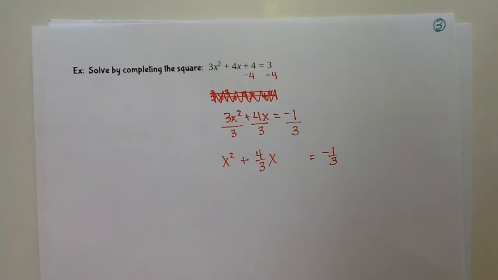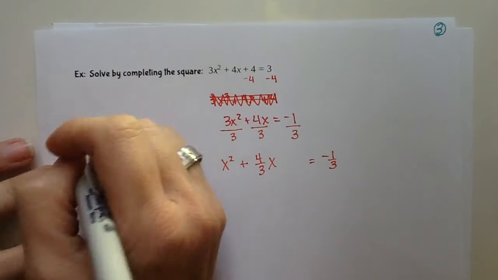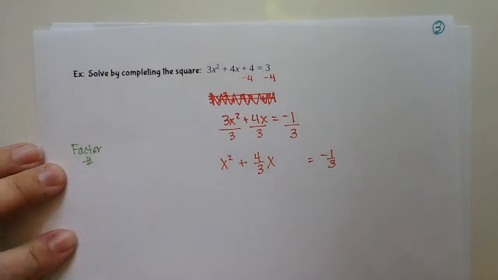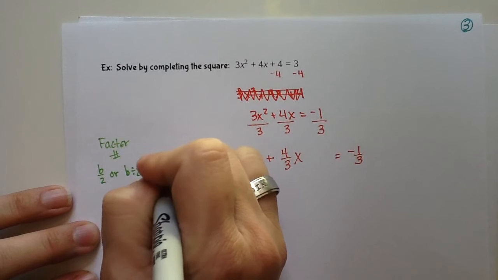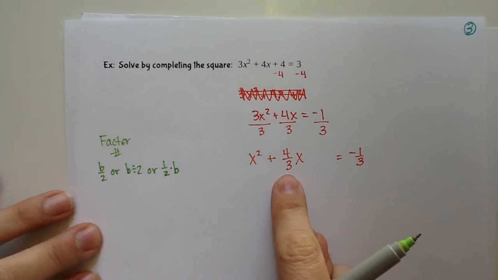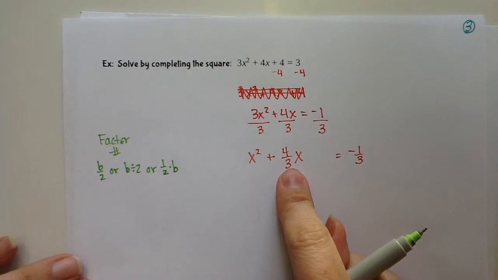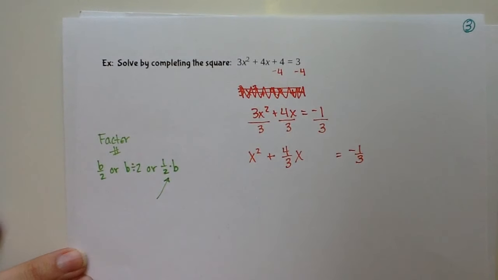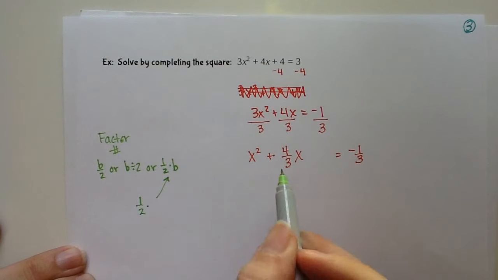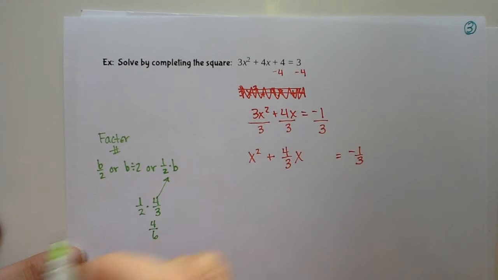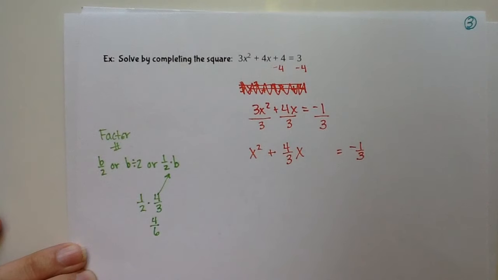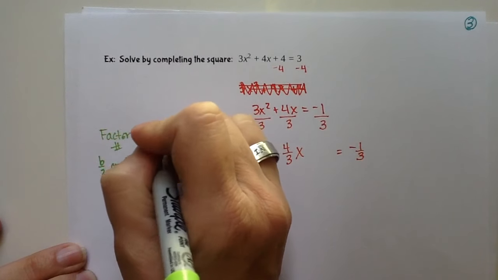So now we've got to figure out our factoring number and our completing the square number. So the factoring number, remember, was b divided by 2, or 1/2 times b. Now when your b is a fraction like 4/3, the easiest one to do is the 1/2 times b. So I will do 1/2 times 4/3, which would be 1 times 4 is 4, 2 times 3 is 6, and I need to simplify that to make it 2/3. So my factoring number is going to be 2/3.